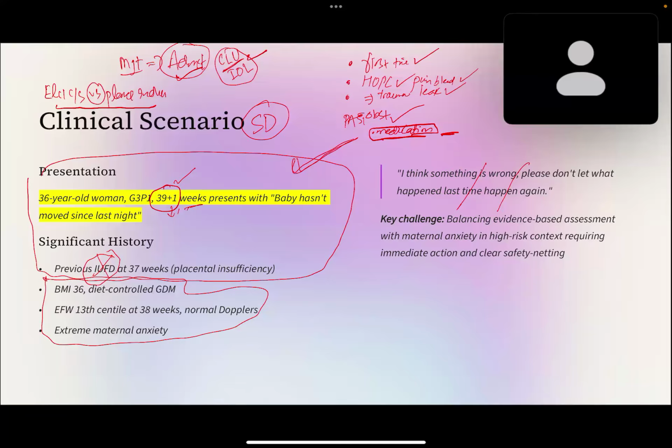She's GDM. She has IUFD. Hira, I told you, this part is for me. I'm asking you, listen, my darling. This part was for me, and I told you only diet-controlled GDM. I understand you saw this BMI and started talking, but I told you this box is for you.